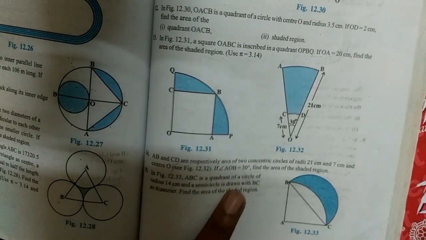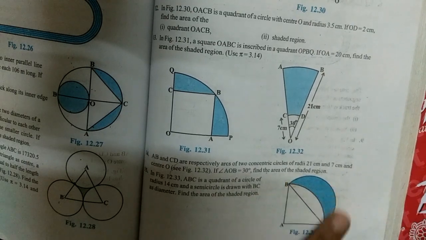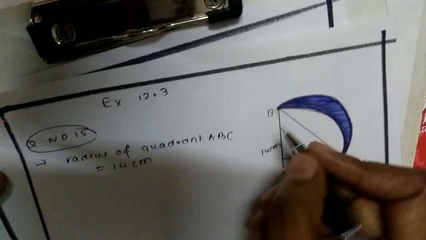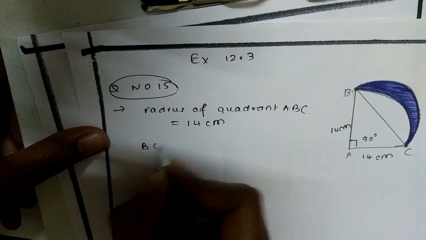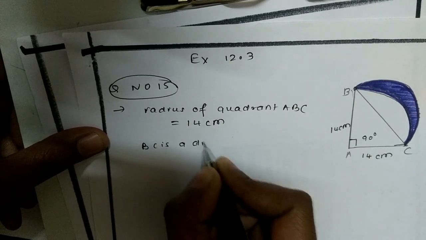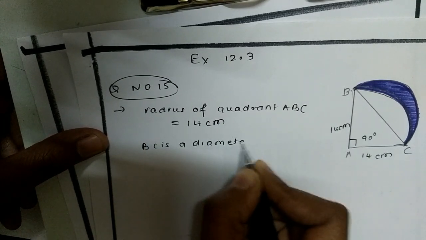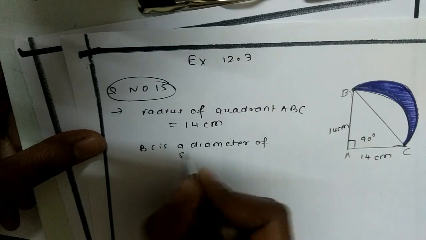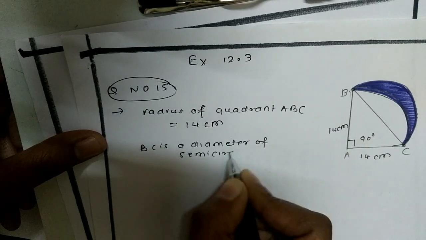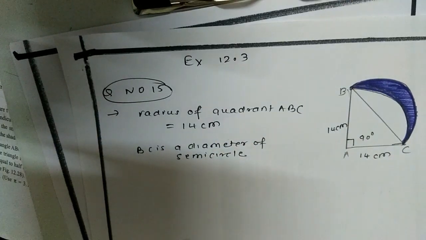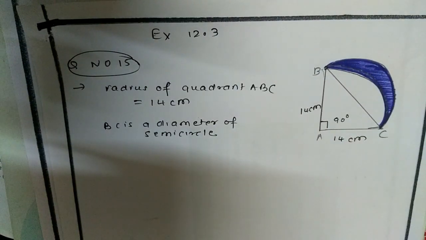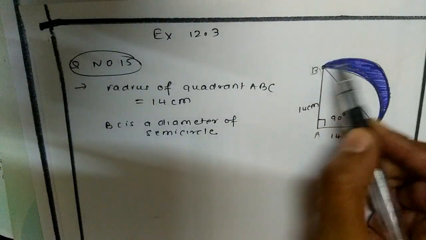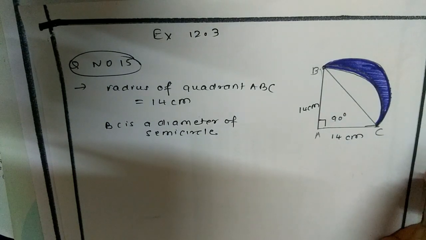And it is given that a semicircle is drawn with BC as a diameter. So BC is the diameter of the semicircle. If you write the given things, it will be very easy to solve the question. So you need to find out the shaded portion area. But we don't have a formula for this kind of figure. So what can we do here?